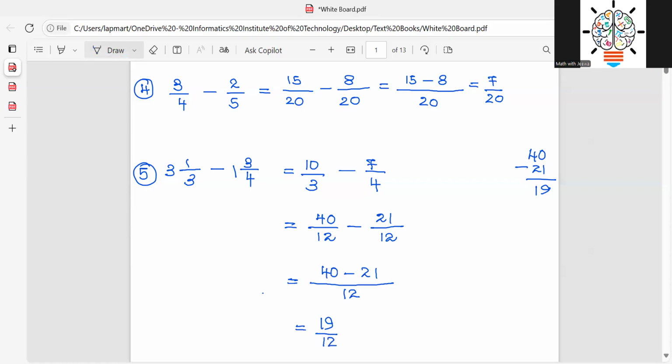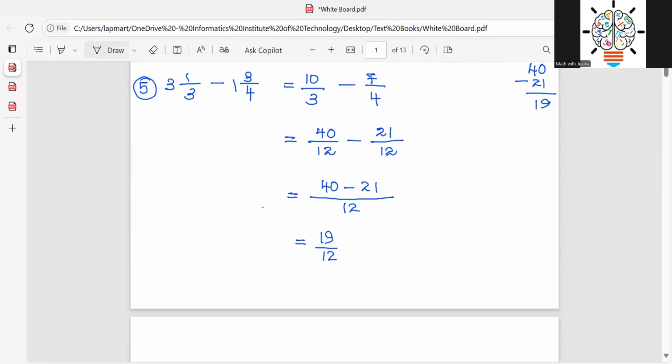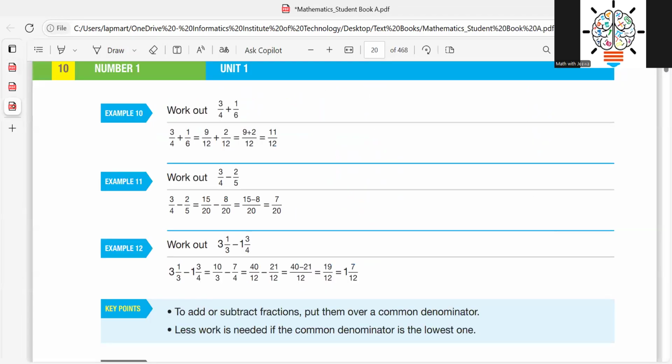Then I can't keep the answer like this because it's an improper fraction. Then what do I do? So 19 divided by 12. 12 times 1, 12. So then the remainder is 7. So then I write 1, 7 over 12. Right? 1, 7 over 12. So that is the answer.